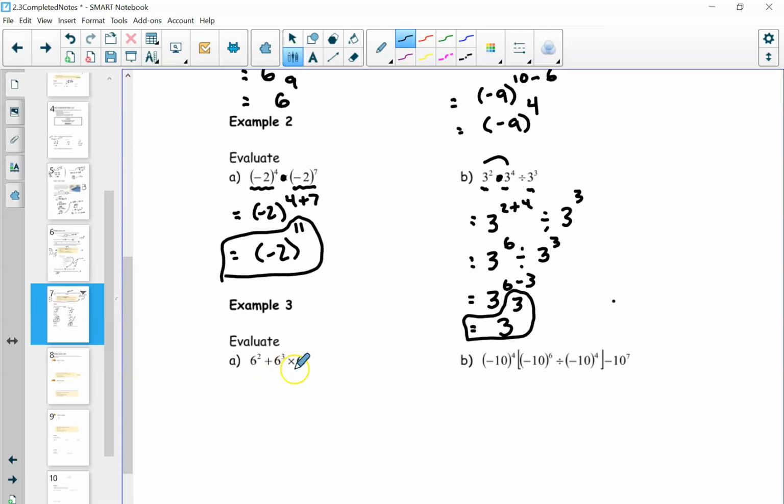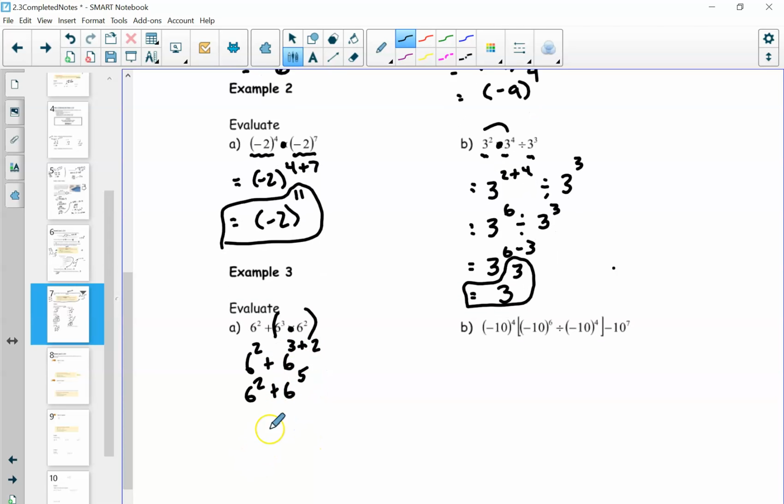We know we have to do the multiplication first, right? So, if it helps, you just put a bracket around that so you remember to do it first. So let's leave the 6 squared for now because we can't do anything with that yet. And now what we've got is 6 to the 3 times 6 to the 2. So we know that's 6 to the 3 plus 2, which is 6 to the 5.